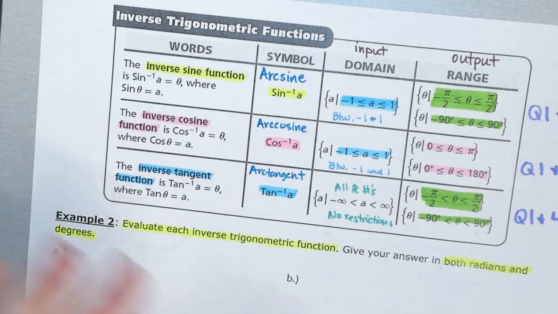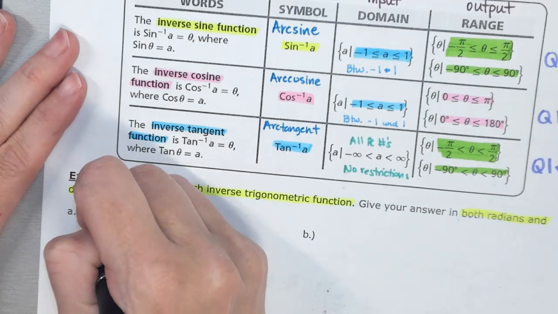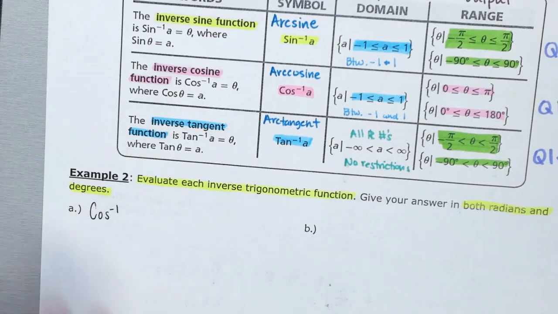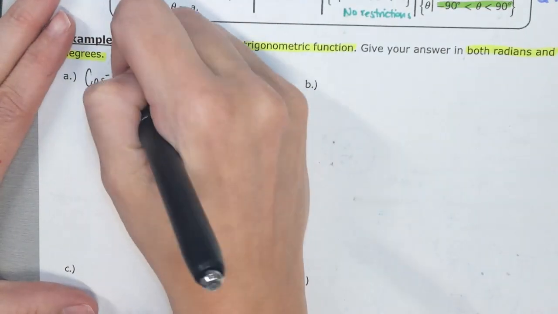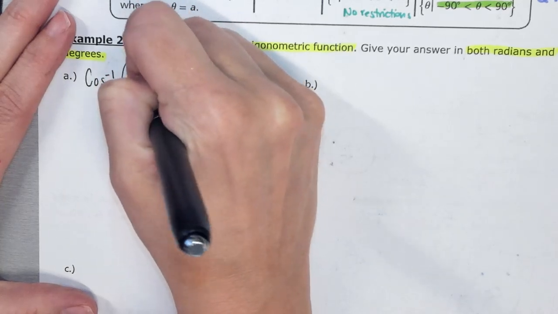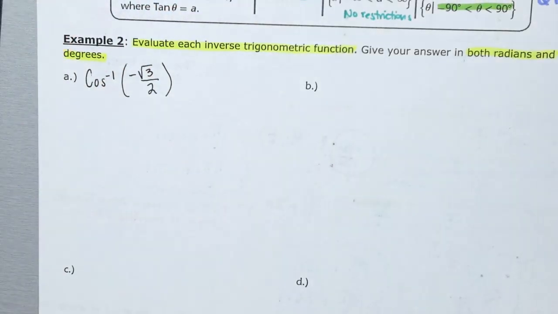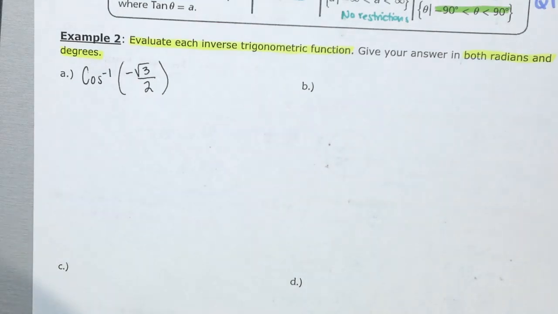So the first value we have is capital cosine. So the cosine inverse of negative root 3 over 2. Okay, the cosine inverse of negative root 3 over 2.